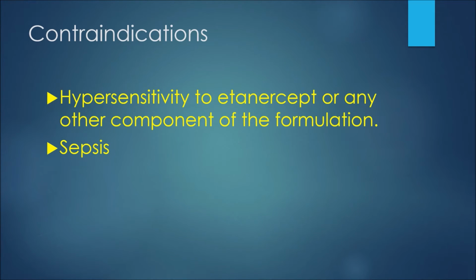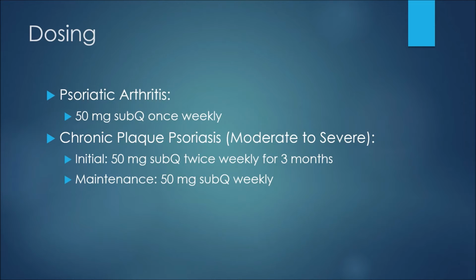medication. Now for examples of dosing with Etanercept. So in the treatment of psoriatic arthritis, we would typically see 50 milligrams given subcutaneously once weekly. For chronic plaque psoriasis, if it was moderate to severe, we may see an initial dose of 50 milligrams subcutaneously twice weekly for 3 months, and then a maintenance dose of 50 milligrams subcutaneously weekly.